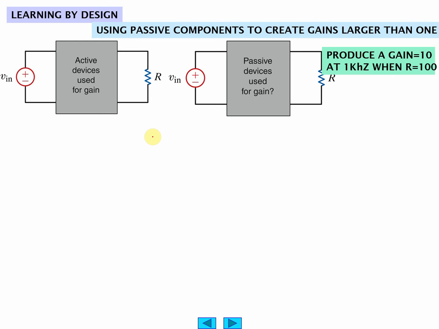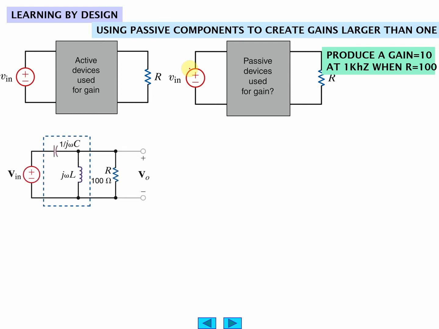Okay, so the last thing I want to talk about is, can you get gain using just resistors, capacitors, and inductors? You can't get power gain or energy gain because that would violate the first law of thermodynamics and energy conservation. But you can get voltage gain. You can produce voltages that are higher, say, than your input voltage. And here's how you do it.